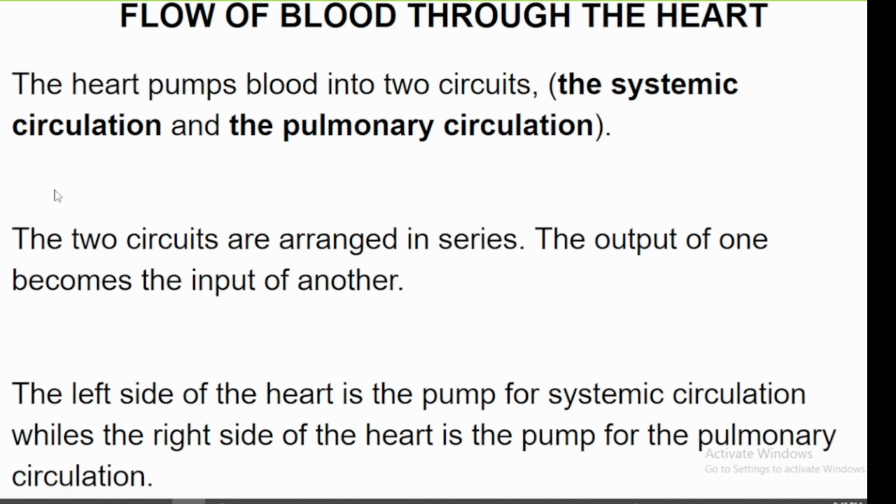Now, the two circuits are arranged in series. The output of one becomes the input of another. It's just like when one gives something out, the other receives it. You understand? So the left side of the heart is the pump for the systemic circulation, whilst the right side of the heart is the pump for the pulmonary circulation. When we talk about pump here, you should know that it is about the ventricles, because they are the pumping structures of the heart.